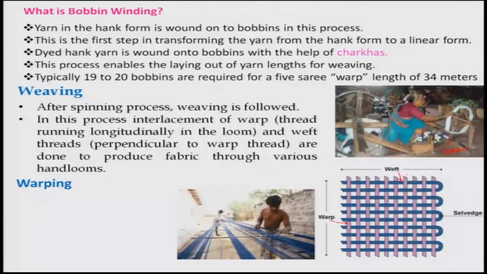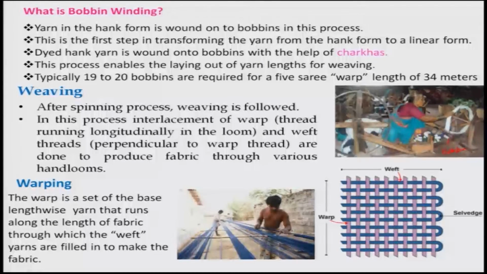Warping is a very important process: the lengthwise threads have to be arranged properly. Generally it has to be done in the street or a very open space, and it is very tedious work to be done by hand. Of course, nowadays there are many mechanized ways of doing it, but we always emphasize, earlier and even today, that handloom is made by hand. This is the set of base threads that runs along the length of the fabric, through which the weft has to pass, and that is the basic design of any fabric. This is the simplest one. Of course, nowadays with the help of machines, very complex fabric designs have been developed.